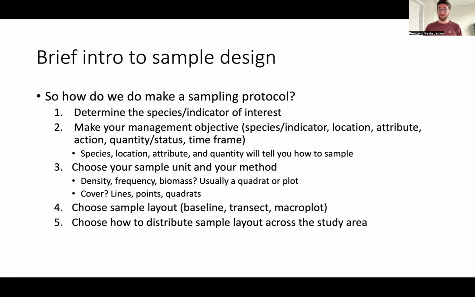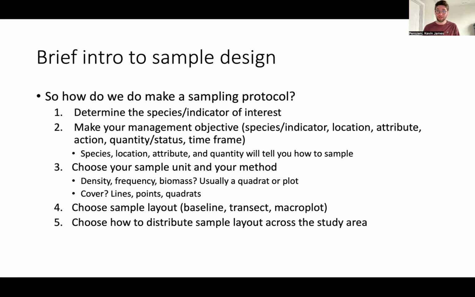We want to make our management objective. So again, we've talked about objectives. And you could maybe look at specific species or maybe a group of species or maybe something over the area, some kind of objective that you want. And this could be again a location, an attribute, action, quantity, status, time frame. So kind of creating your management objective of when you need it, where is it going to be, what are you collecting, when are you collecting, time frame, how much are you collecting, and that's all in your management objective.